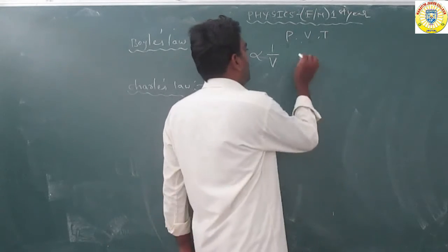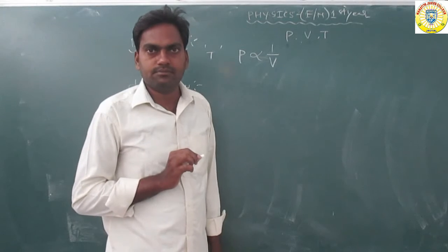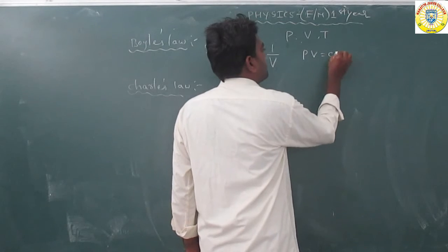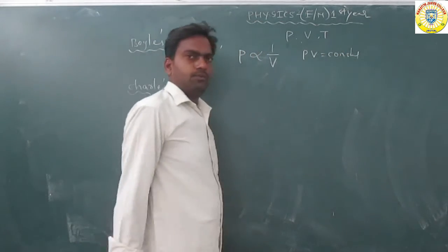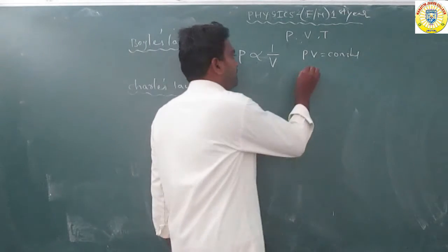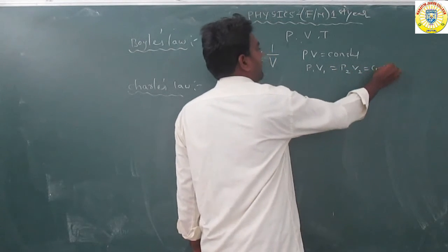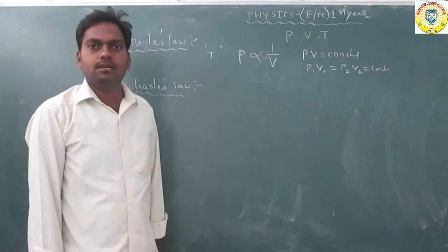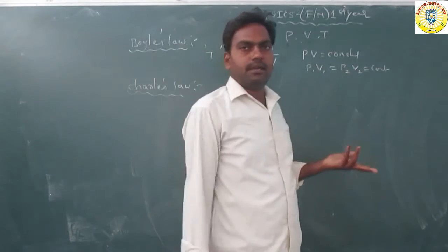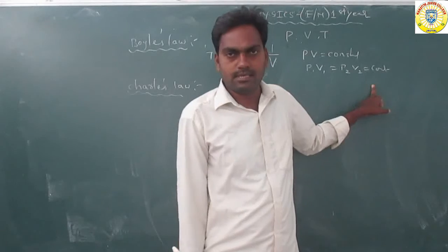According to Boyle's law, P is proportional to 1 by V at a constant temperature. We can write it in other terms: PV is equal to a constant. Also P1 V1 is equal to P2 V2 is equal to a constant. If two or more gas states are taken, P1 V1 is equal to P2 V2 is equal to P3 V3, which is also constant.